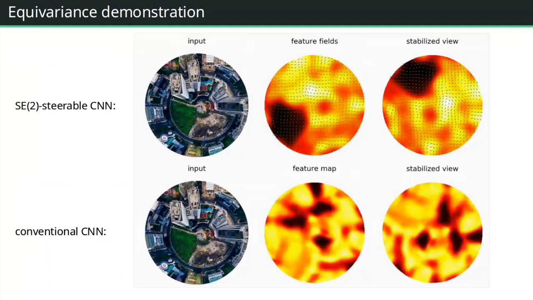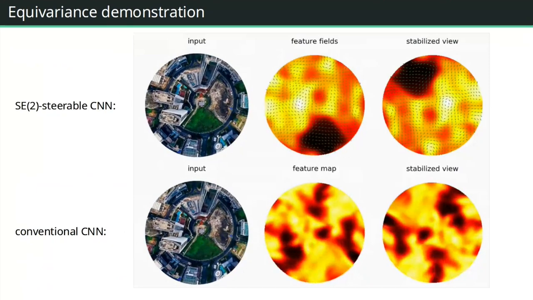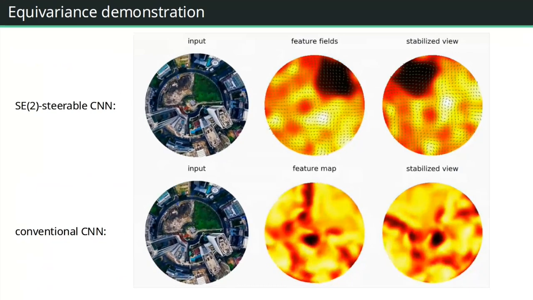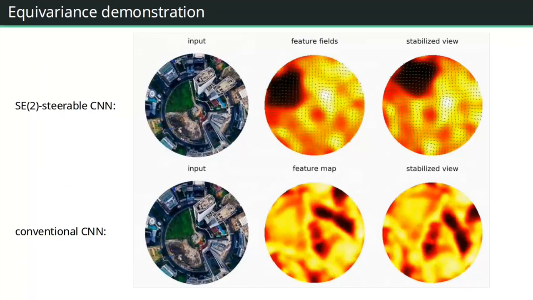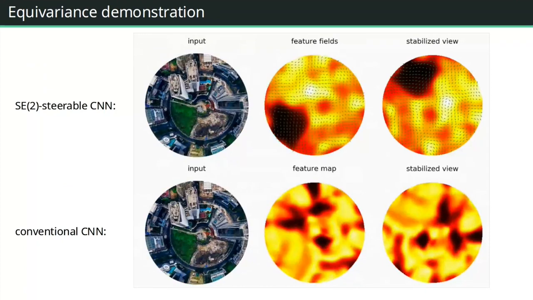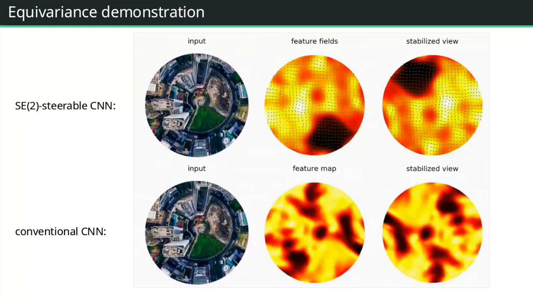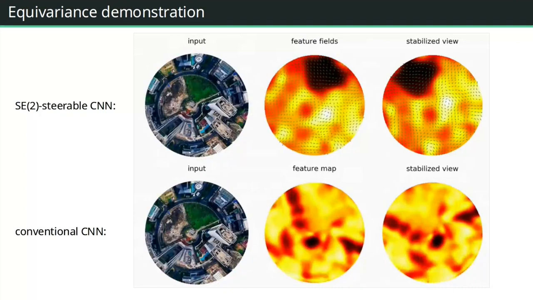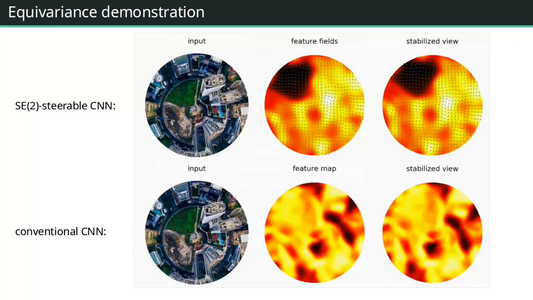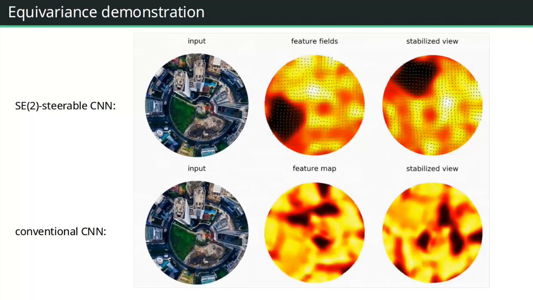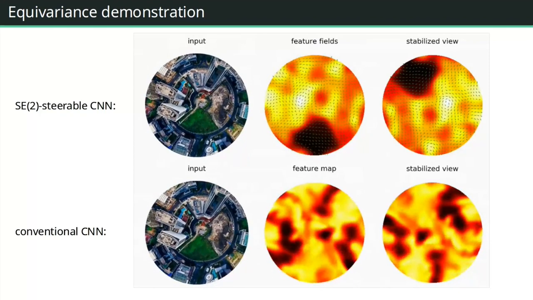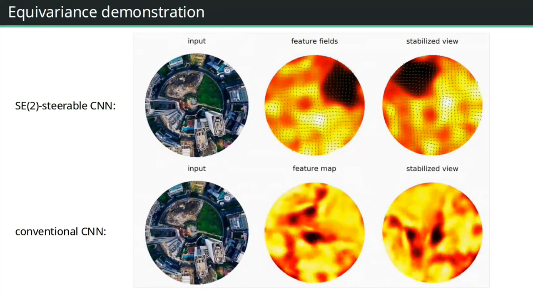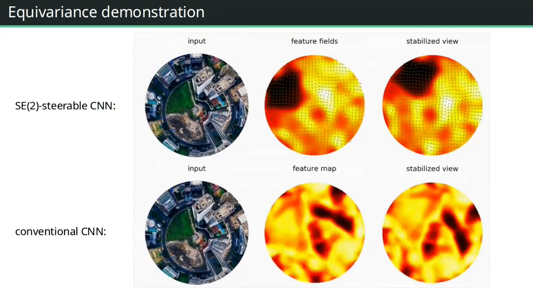Here's some demonstration of the equivariance of our models. So we have a rotating input. Then if we apply a randomly initialized convolution, we get some output, which rotates. And if we stabilize this view, so we rotate it back to a fixed reference frame, then you see that it's invariant, which is exactly what we want. You have some slight deformations there, which come from numerical errors, but to good approximation, we get exactly what we wanted.